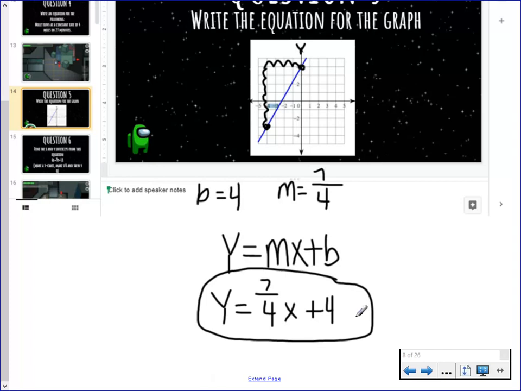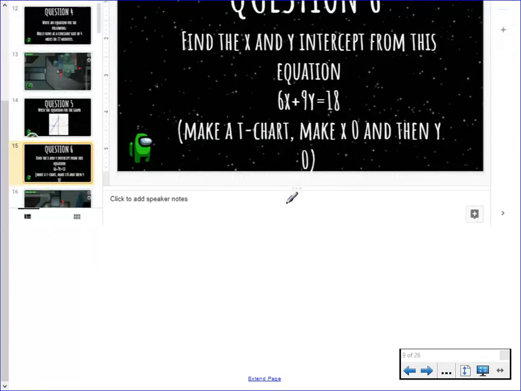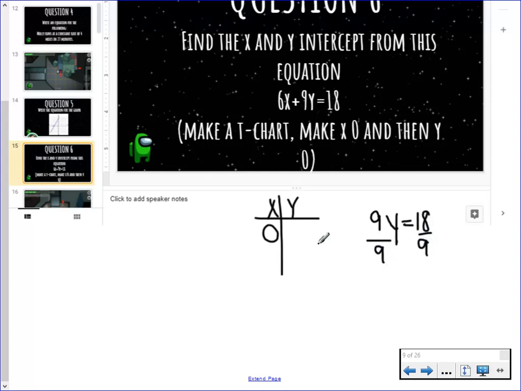Number 6, I did with you on the board. I had it up there, but I'm going to keep doing it just in case. So number 6, it asks you to find the x and the y-intercept for this equation right here. So you make a t-chart. You make x 0, which means your x value and the number that's attached to x go away, which just leaves you with 9y equals 18. Divide by 9 on both sides, and you get y equals 2. So we've got our y-intercept. Our y-intercept is 2.